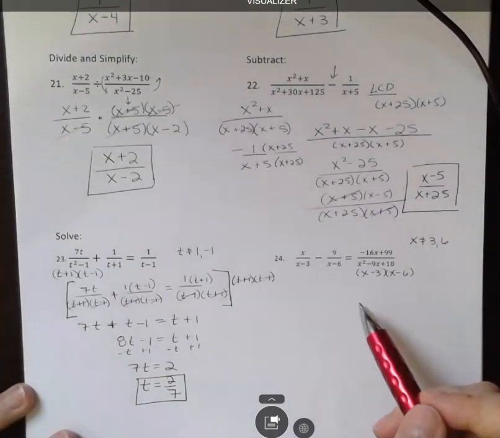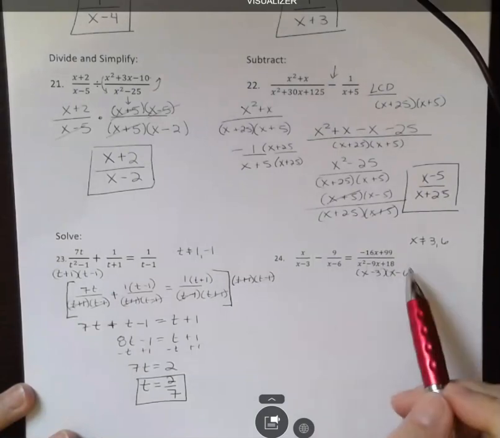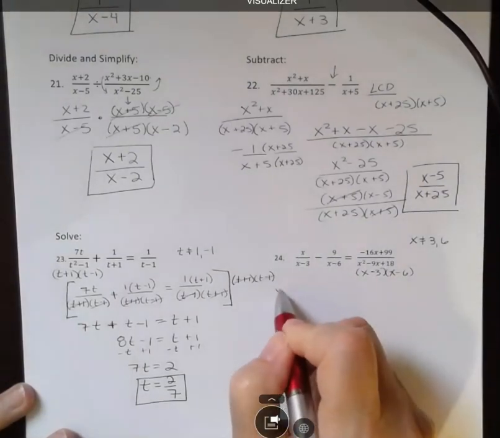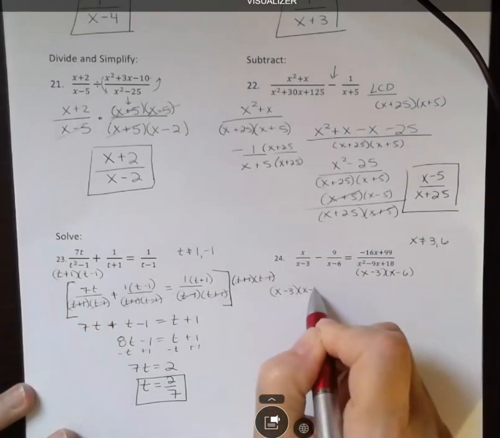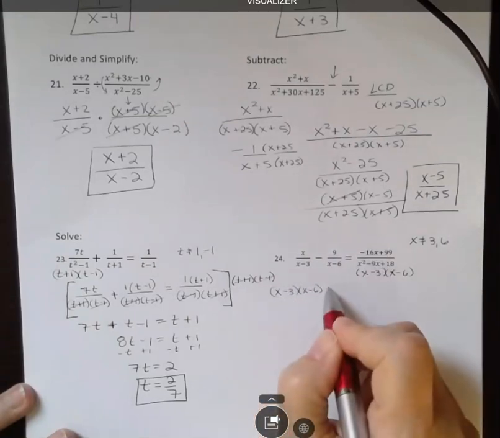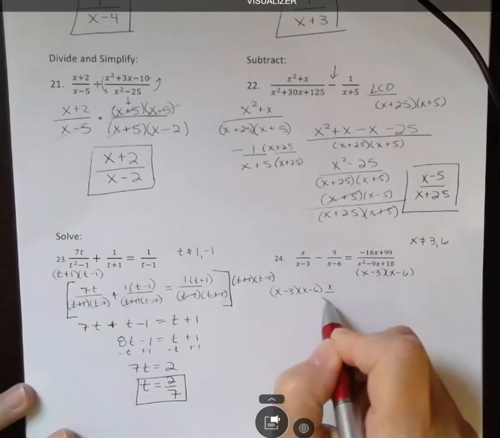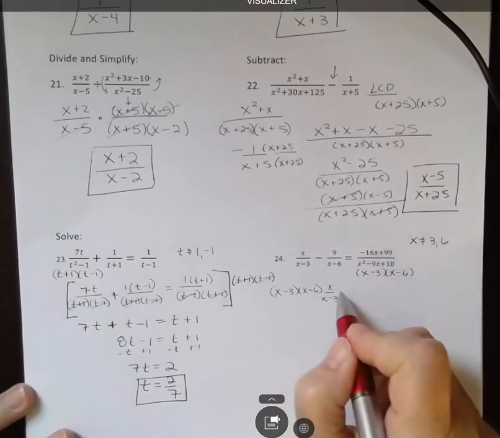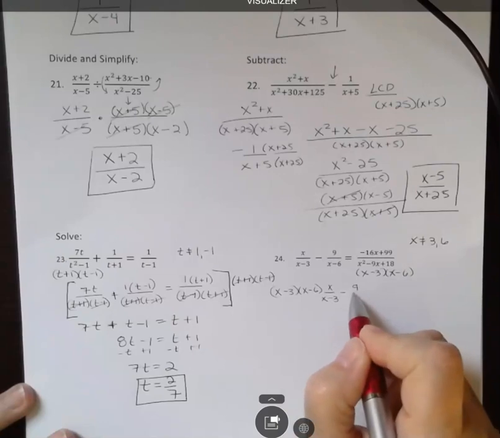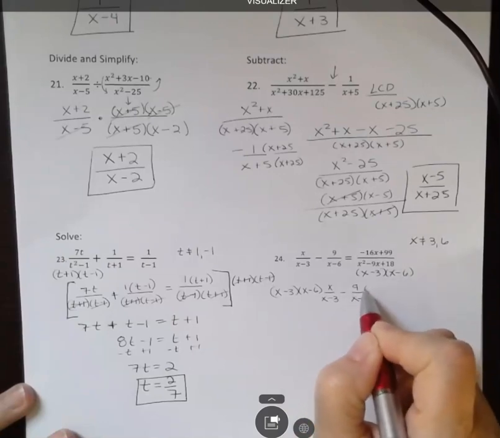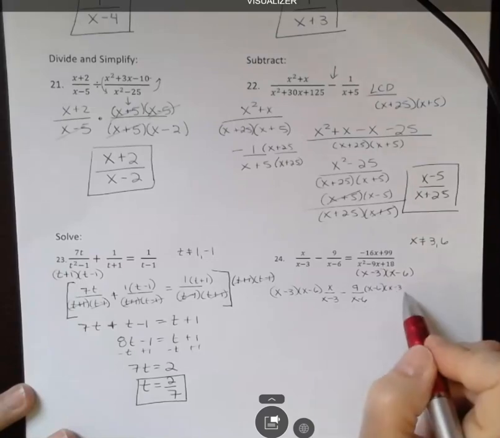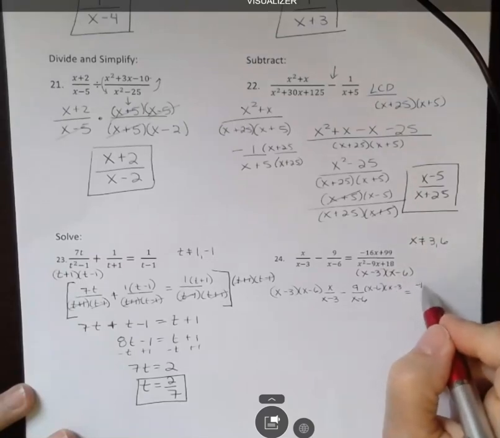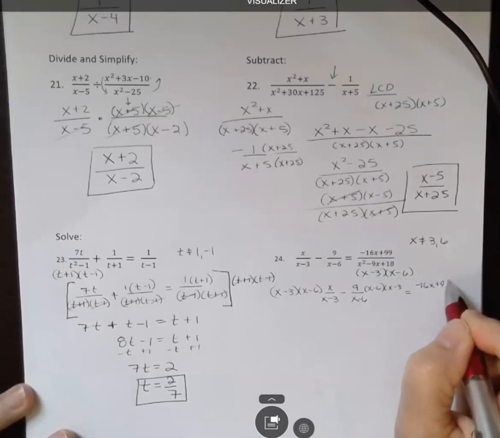Now the way I'm going to think about this is I'm going to multiply each term by the LCD. So I'm going to say x minus 3, x minus 6 times x over x minus 3. I'm going to say 9 over x minus 6 times x minus 6, x minus 3. And then over here, I'm going to have negative 16x plus 99.